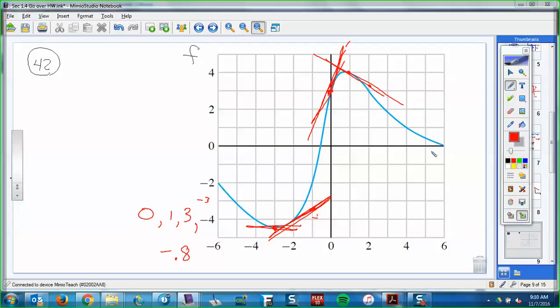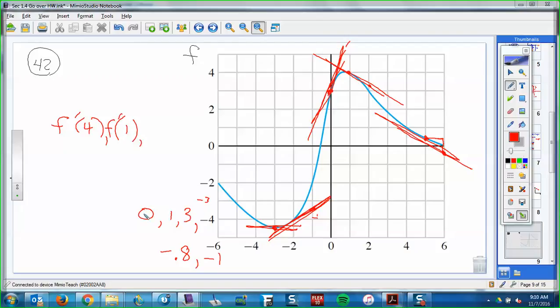I'm doing this pretty quickly, but F prime of 4 would be this slope right here. So that looks to me like if I go over 1, I go down about 1. I don't know. Those two look pretty close to me. In increasing order, this one would have been the least. So F prime of 4 would have been the least. F prime of 1 would have been next least.